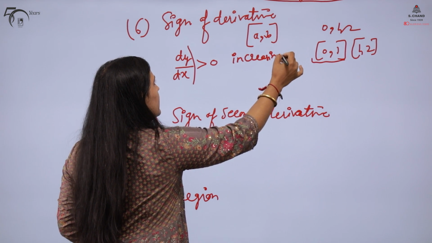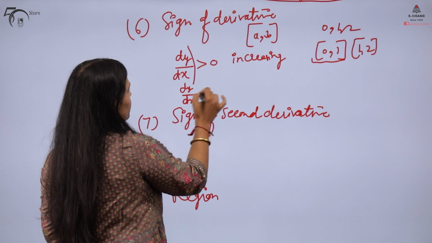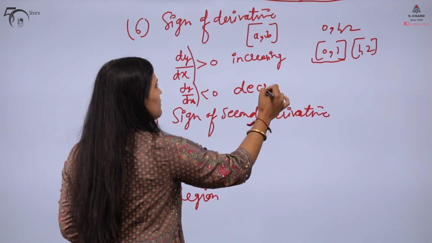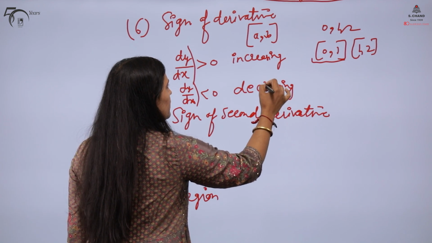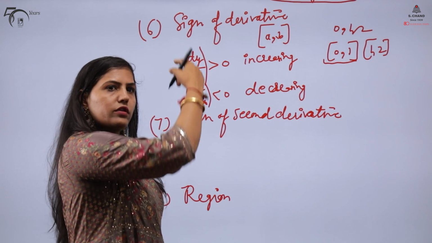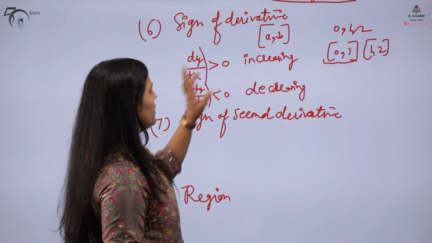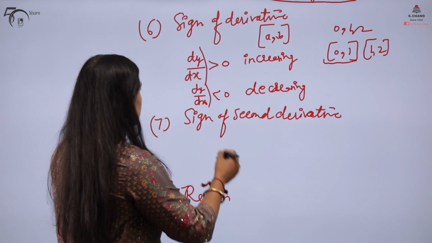The curve is increasing. Suppose your derivative is less than 0, then you will say your curve is decreasing in this interval. So it becomes easy to draw the curve in that particular interval. You can just draw the curve in a decreasing manner, or if it is positive, then you will be drawing it in the upward or positive direction.